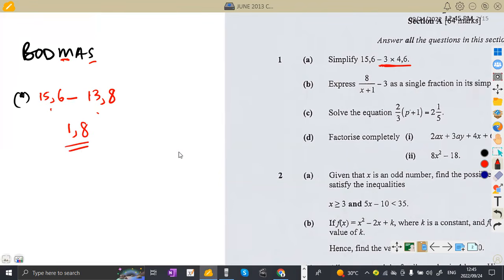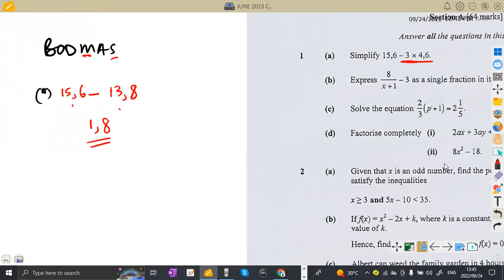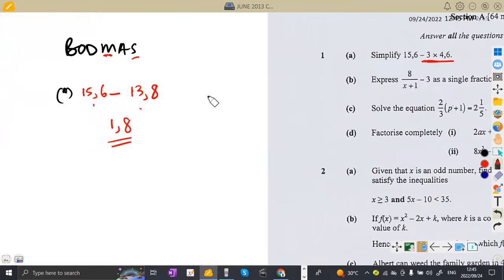Then the B part: express 8 over x plus 1 minus 3 as a single fraction in its simplest form. 2 marks for that. So to express in simplest form, as we know, we need to find the LCM of the given fractions. So this is our B here. We've got 8 over x plus 1 minus 3. So 3 is a whole number. As a fraction, it can be written as 3 over 1.